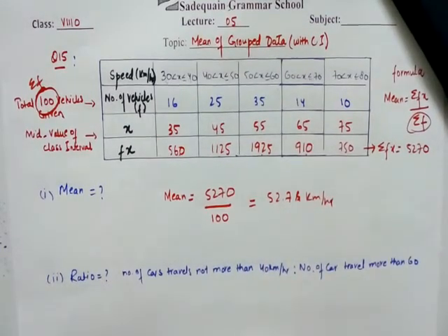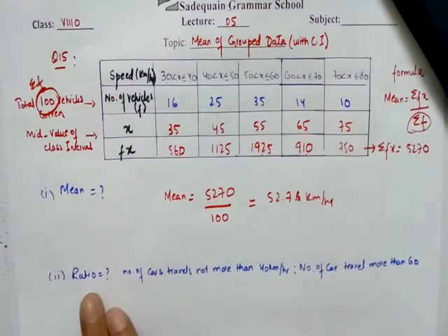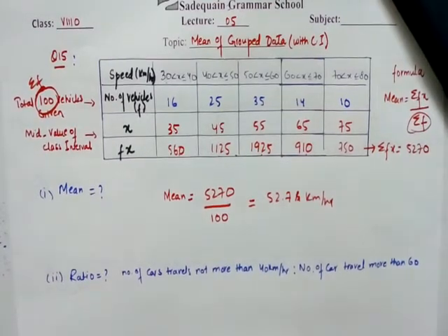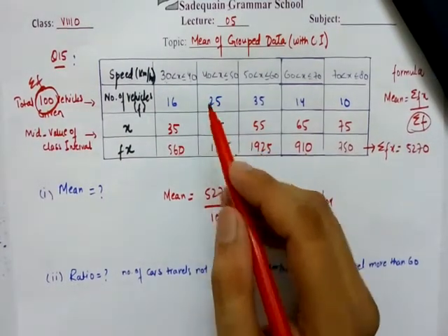Now part 2 is a simple arithmetic one that has nothing to do with the mean. They are asking to find the ratio of the number of vehicles which travel at a speed of not more than 40 kilometer per hour. Again, find the ratio. Ratio means just divide the values, first one by the second one. Number of vehicles which travel at a speed not more than 40. Not more than 40 means less than 40.